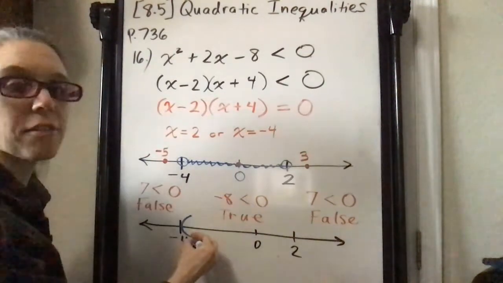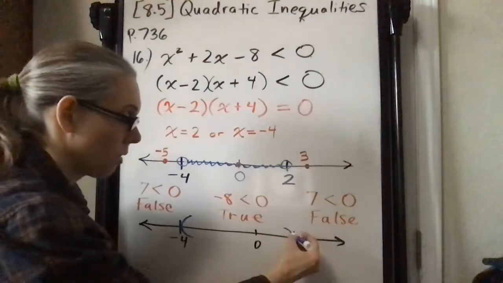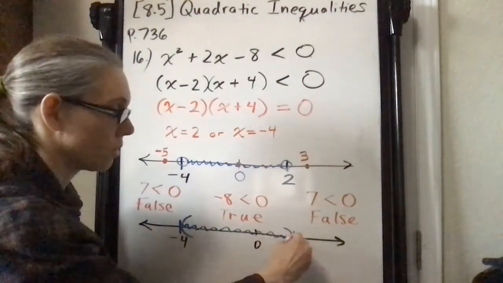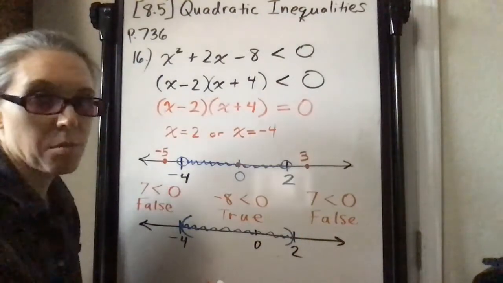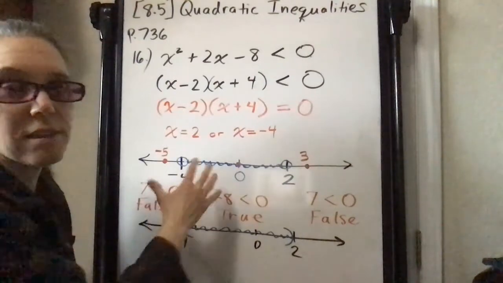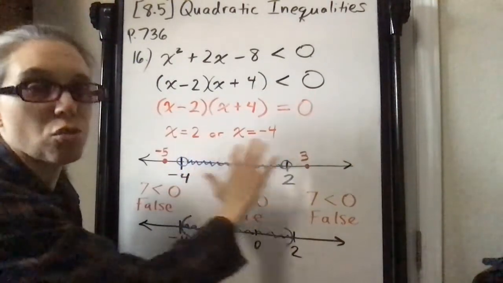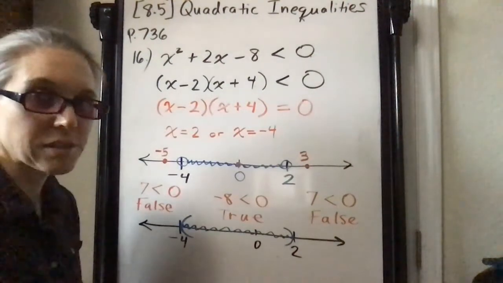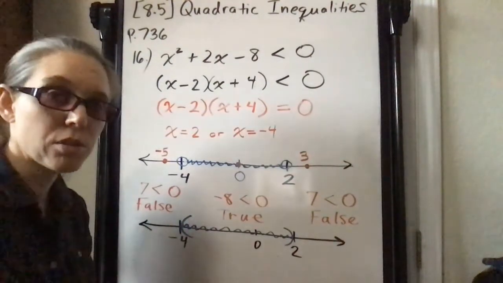So whether you graph with the parentheses or the open circles, remember that the parentheses and the open circles mean the same thing. It means that we don't have an equal sign here. Okay, so then that's the solution area. This is the true region. And so for your final answer, you want to represent it using interval notation.